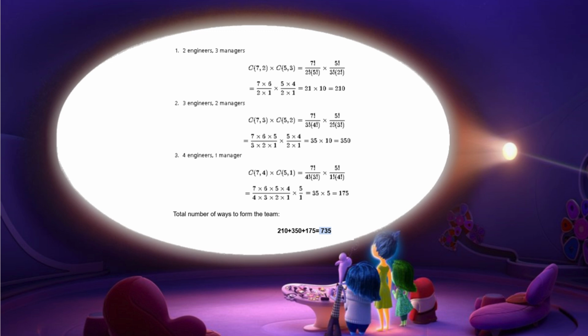175. To find the total number of ways to form the team, add all the results of the three cases: 210 plus 350 plus 175 equals 735. Therefore, there are 735 different ways the team can be formed.